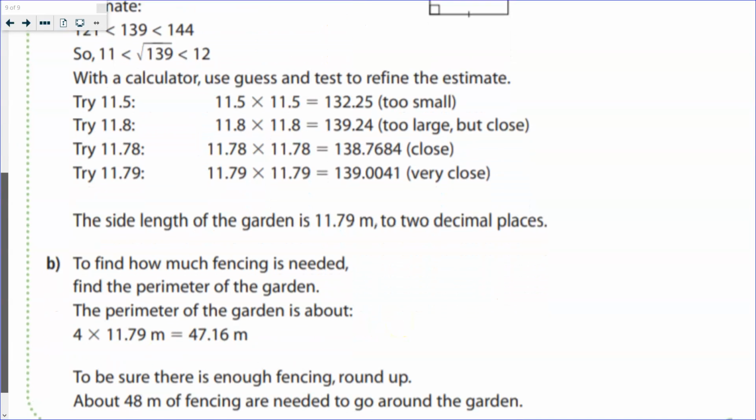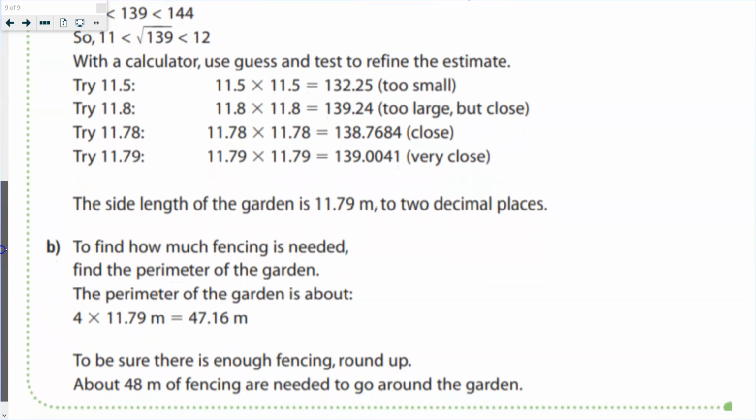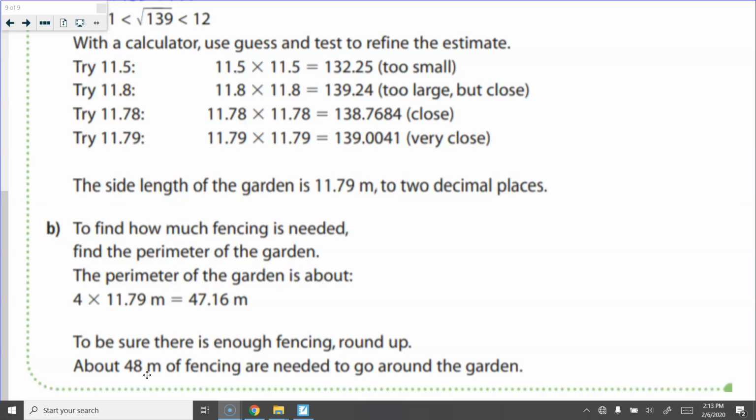And then to find out how much fencing, you take the perimeter, which is adding up all the sides. So multiply it by 4 because it's a square. And then they find out it's 47.16 meters, and then they'll know that's exactly how much fencing they'll need to make sure that they cover that whole area. They'll round up to 48 because you want a little bit extra, and that's how you'll figure those kinds of questions out. Again, you can go back and rewatch this video if it's a little bit confusing when you get to these kind of questions.